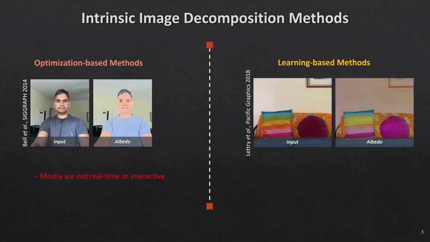On the other hand, learning-based methods leverage the power of deep neural networks to learn the underlying albedo and shading. These methods are relatively fast, however, they are resource intensive and limited to low image resolutions. Both classes of methods assume only diffuse reflection and ignore the specularities present in the scene. Our aim is to address these limitations while having interactive performance on a smartphone.